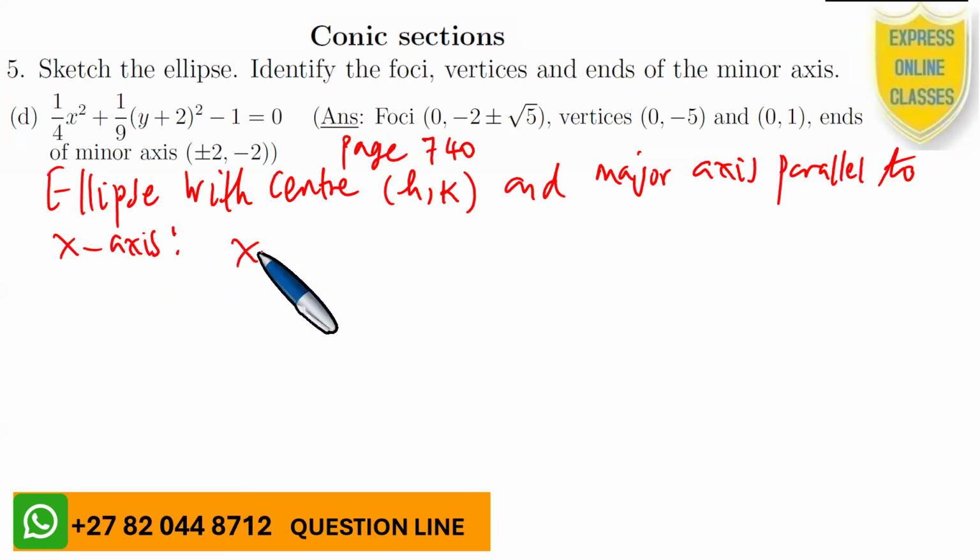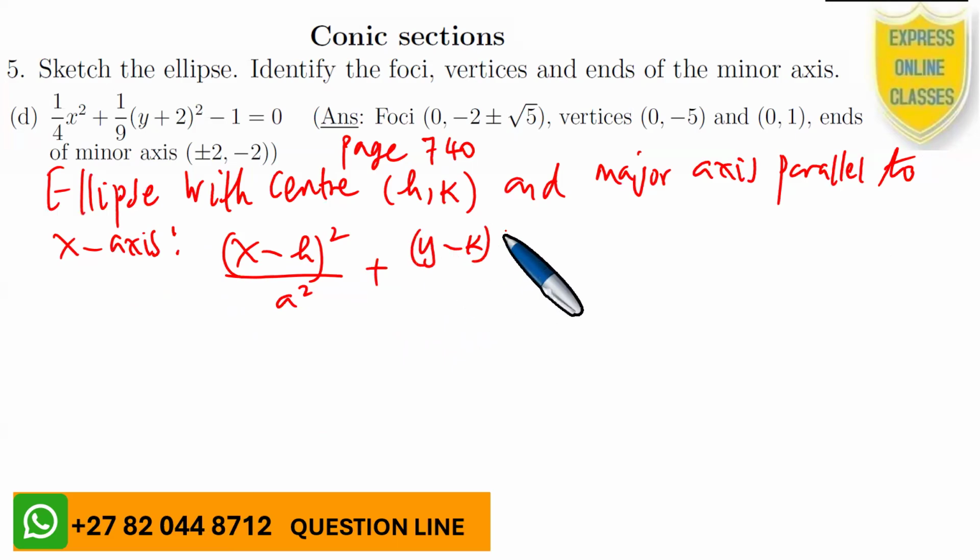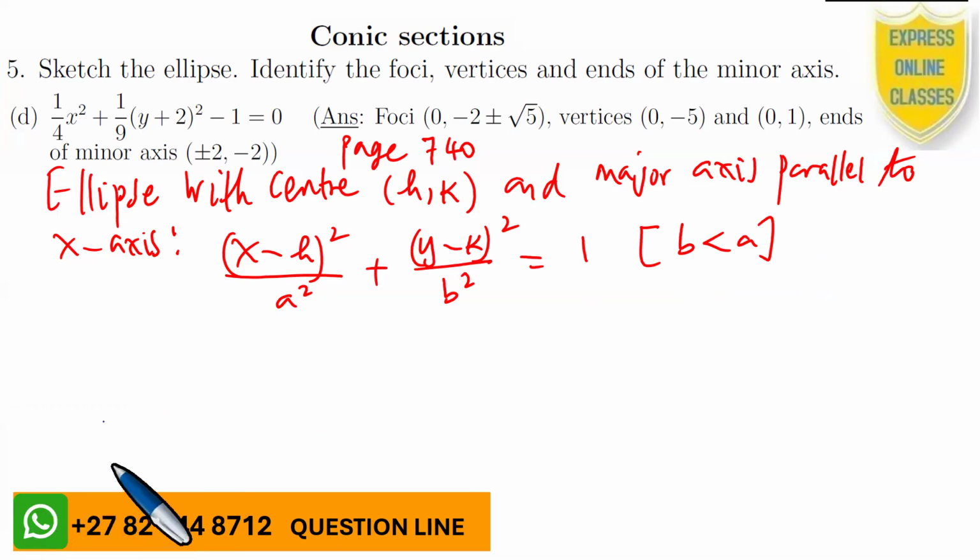And then we say x minus h squared, we divide by a squared. Then we do y minus k, and k always goes with y, and h always goes with x. This is the textbook. And then this is equal to 1 always, but we put in square brackets, b is strictly smaller than a. That becomes one of the equations of the ellipse. But there is another ellipse. Now, this other ellipse is very similar.